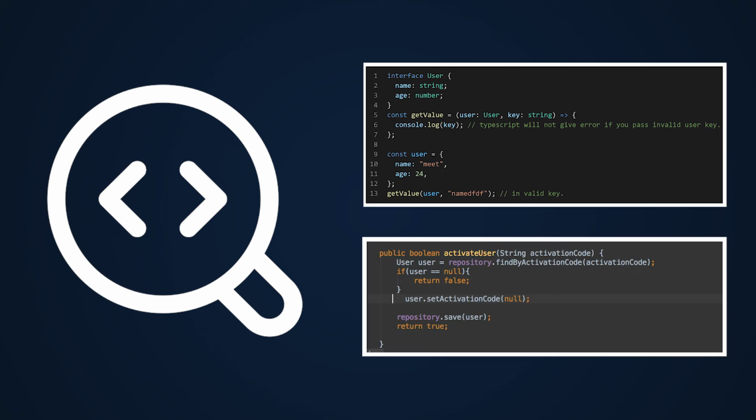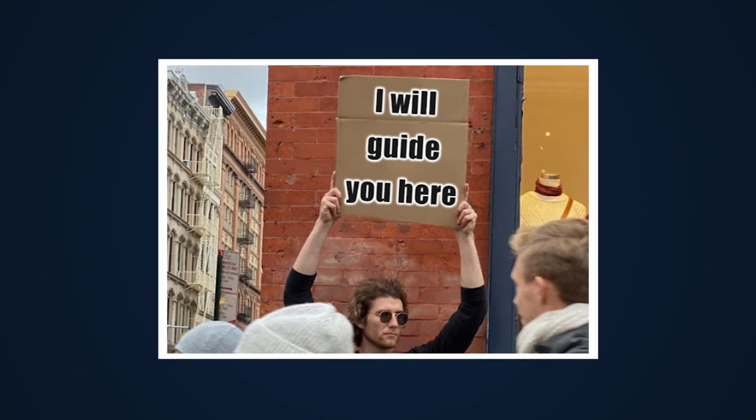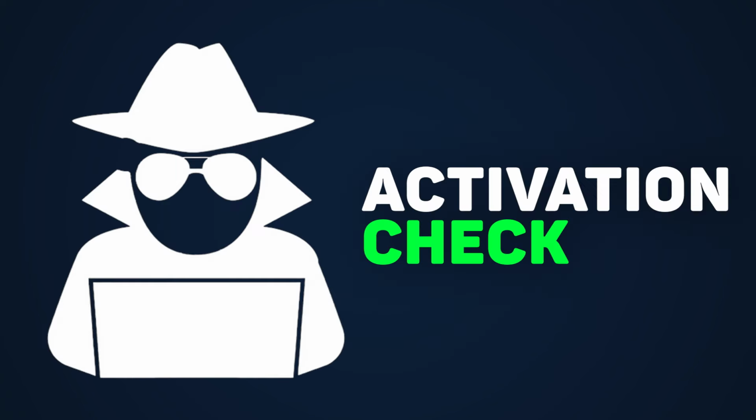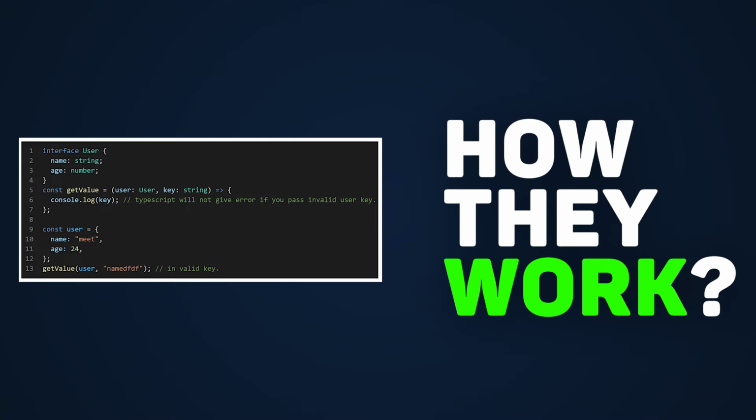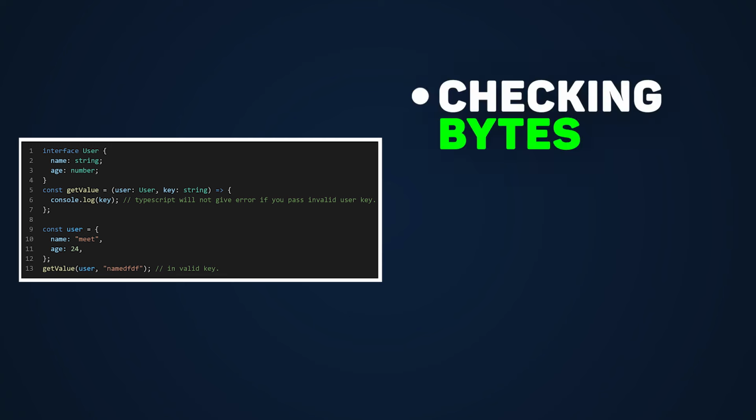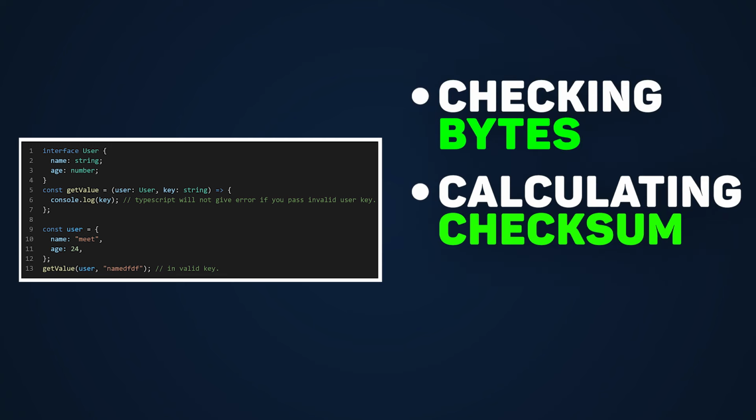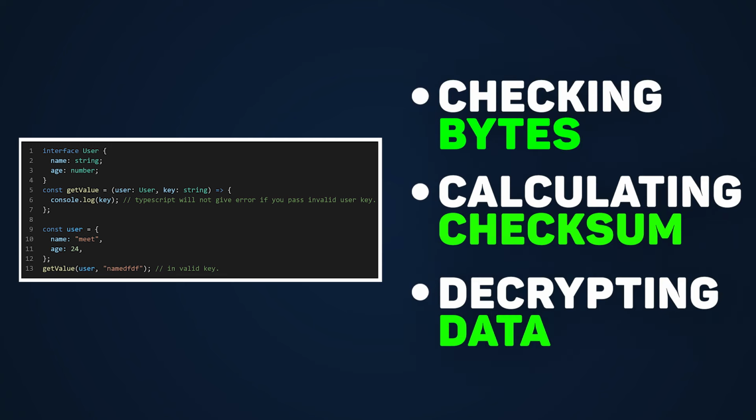The process usually begins with a hunt for strings like "invalid key" or "activation required." These are the signposts that guide the cracker to the critical parts of the code, the ones responsible for the activation check. Once these segments are found, the next step is to figure out how they work. This might involve checking specific bytes, calculating a checksum, or decrypting some data.